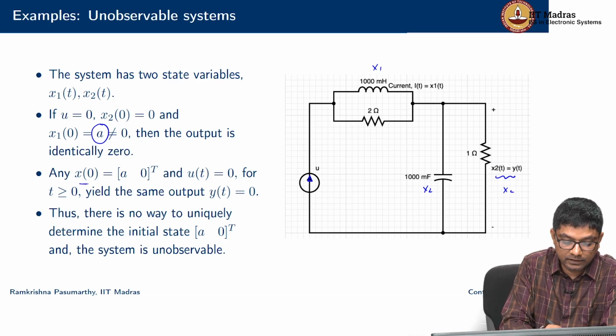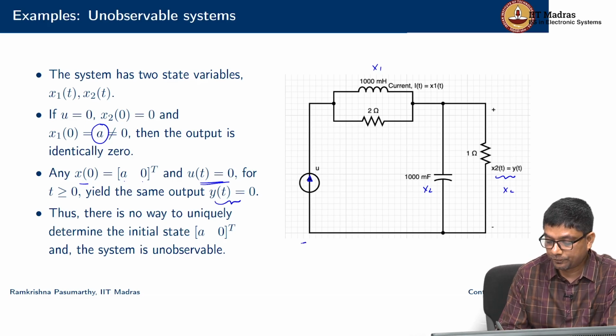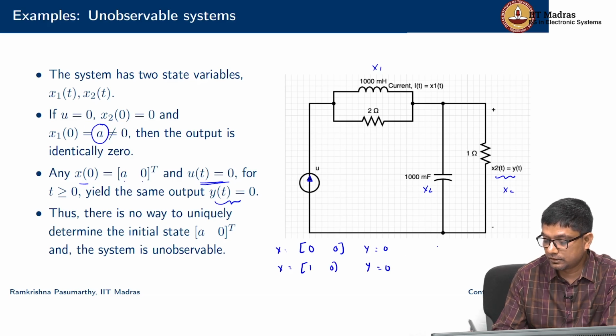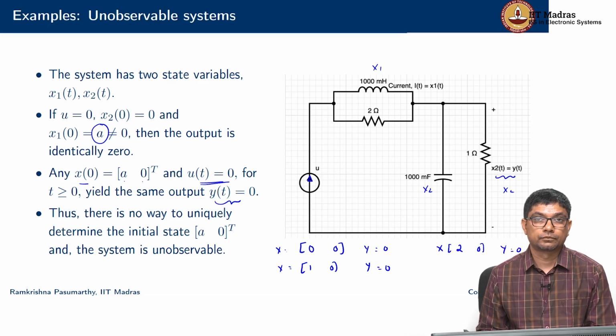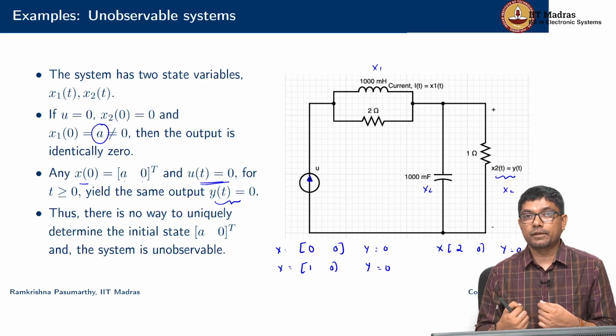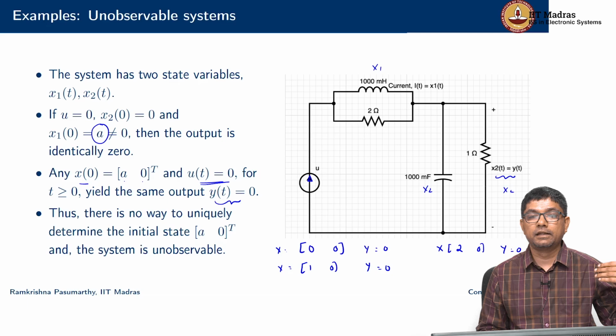So, any initial condition (a, 0) and u of t equal to 0 yield the same output. So, if x of 0 is (0, 0), y is 0. If x is (1, 0), y is 0. If x is (2, 0), y is 0. So, 3 measurements of the output do not give me any information of what the initial state could have been.